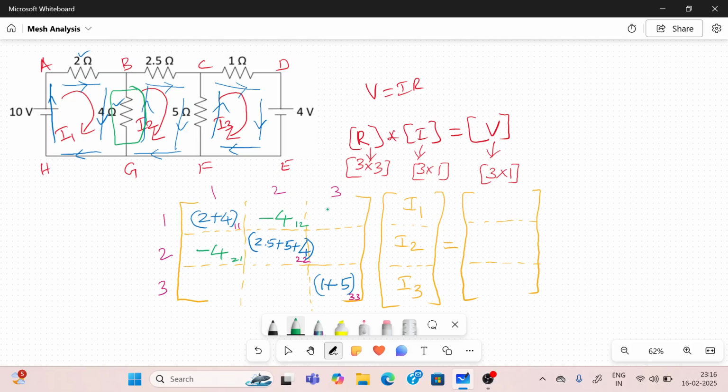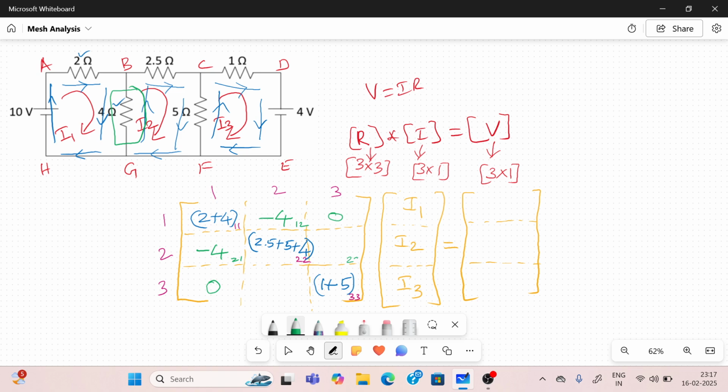Okay. Similarly 1 and 3. So what is the common resistance between 1 and 3? The resistor should carry the current I1 as well as I3. There is no such resistor here, because I1 will be in this mesh and I3 will be in this mesh. There is no common resistance between them. If that is the case, put a 0. If there is no common resistance between the meshes, then you have to put the corresponding off diagonal element as 0.